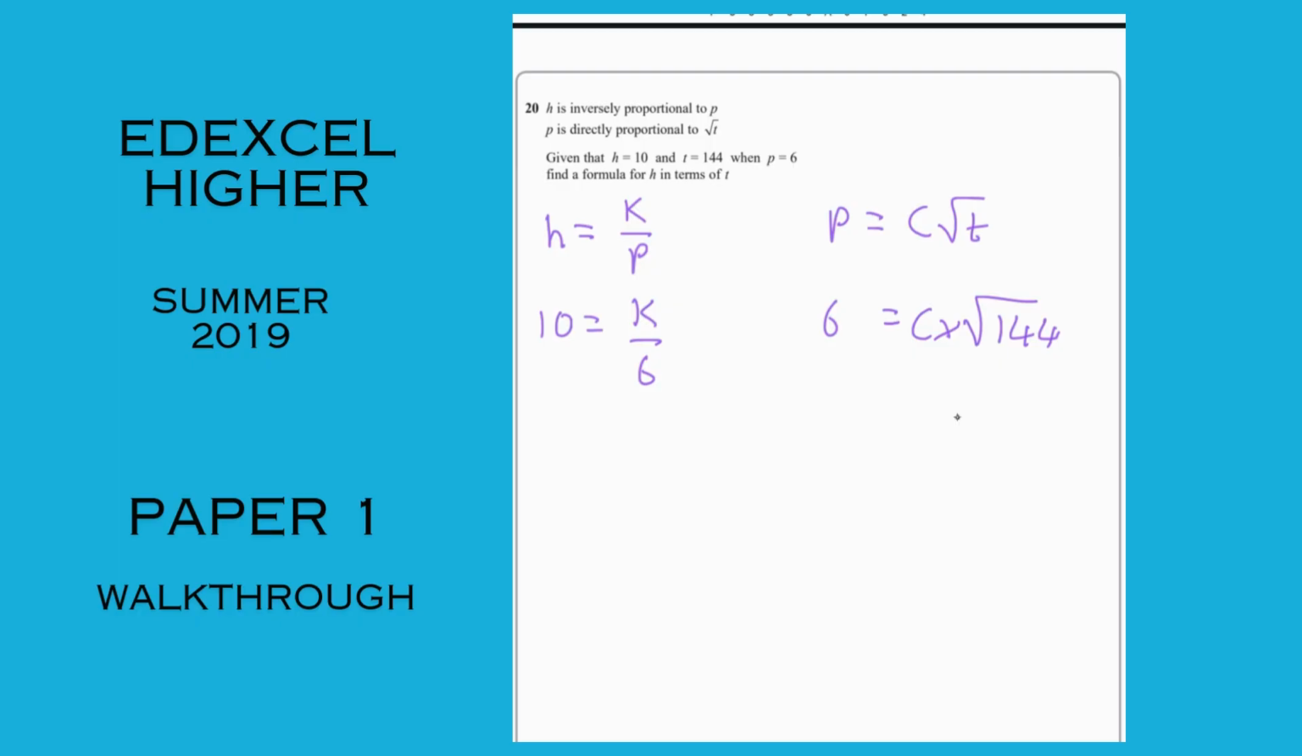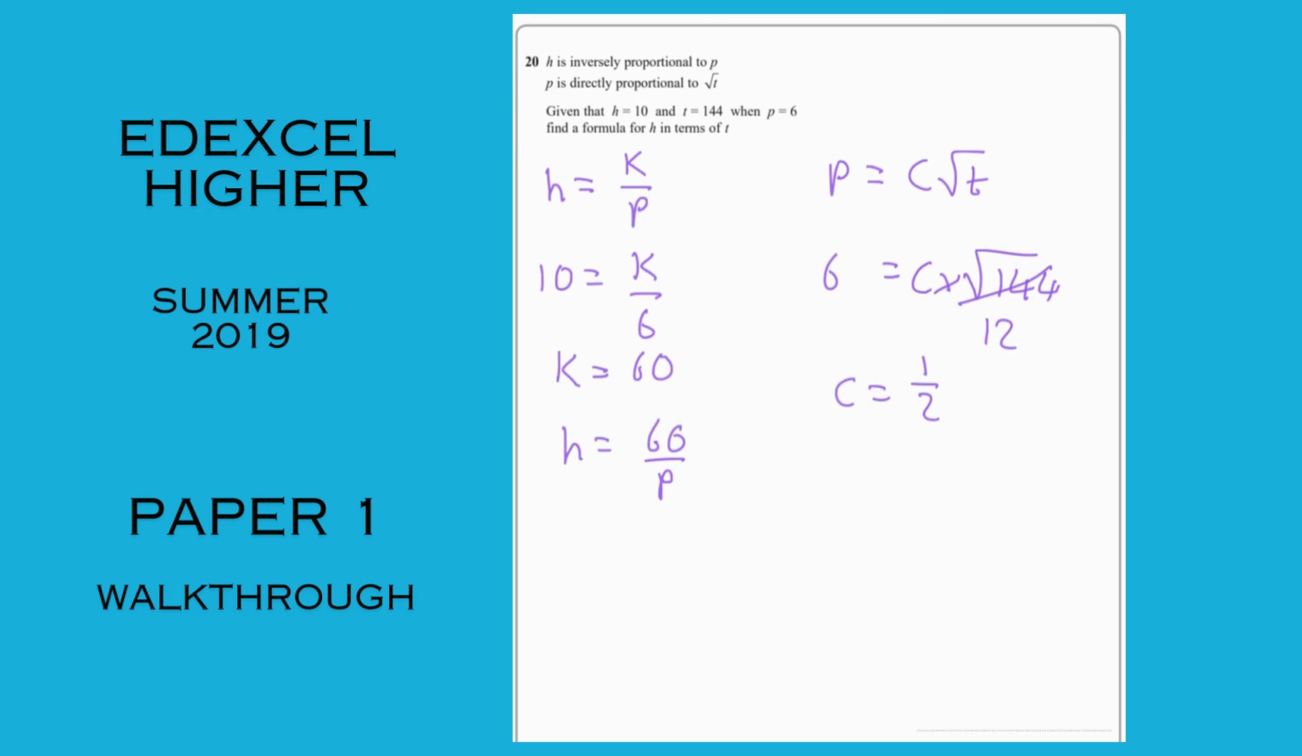Let's work on the left. So times both sides by 6, K is 60. So our formula is H equals 60 over P. And over here, the root 144 means 12. So C will be 6 over 12, in other words, a half. So the formula is P equals a half root T.